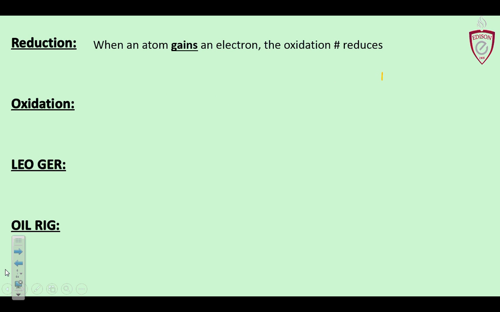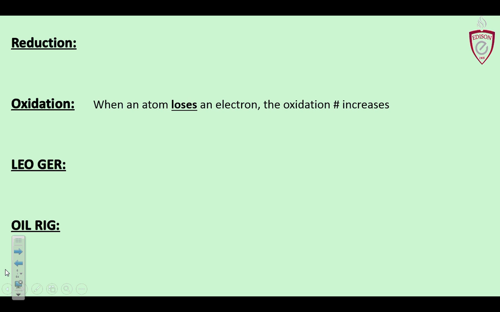Remember, it's backwards, and we already did it before, so we're not going to go back and relearn it all, but we're going to use it. So oxidation is when an atom loses an electron, and the oxidation number now increases. It becomes more positive. For example, when lithium loses an electron, it becomes a positive ion, which shows you lithium is becoming an ion and losing the electron. So it becomes increased positive numbers. Increase. Very good.